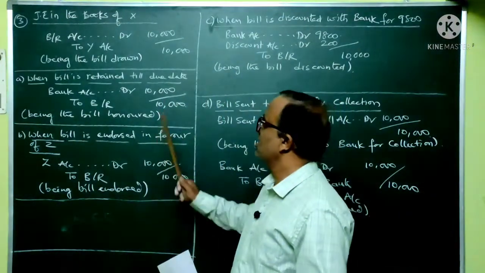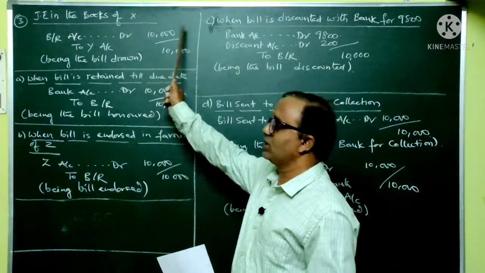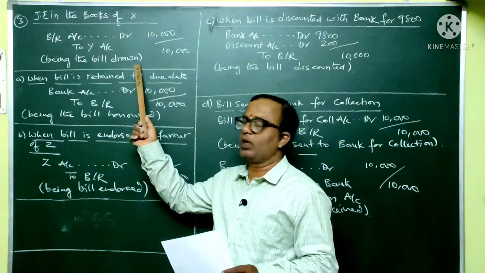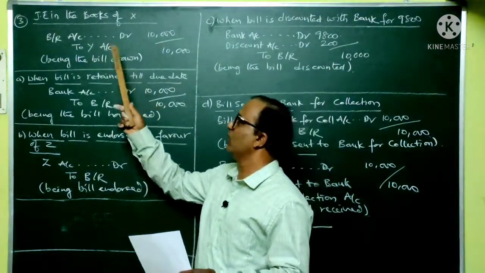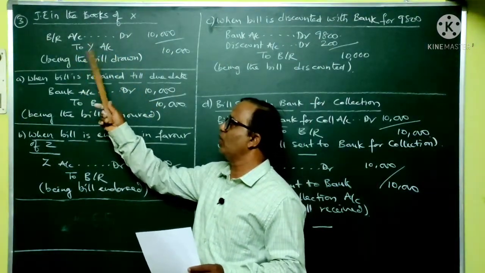Let's see here. When you are writing in the books of X, you are X, you are the drawer of the bill. So when the bill you have drawn on Y, your entry will be Bills Receivable Account Dr. to Y.